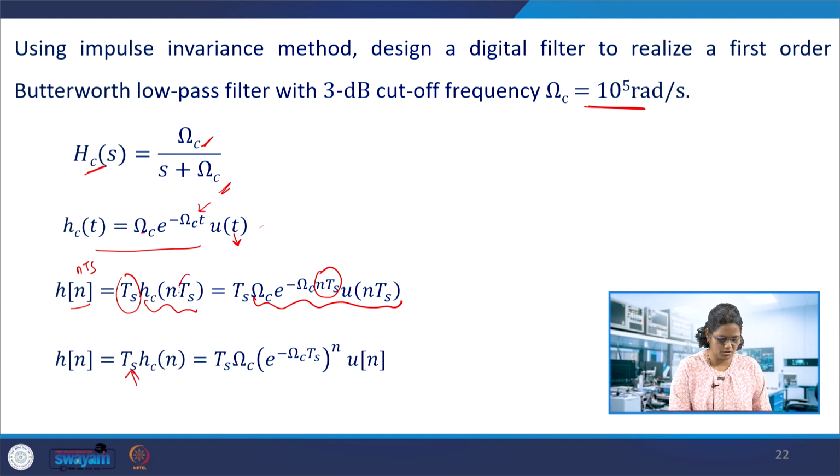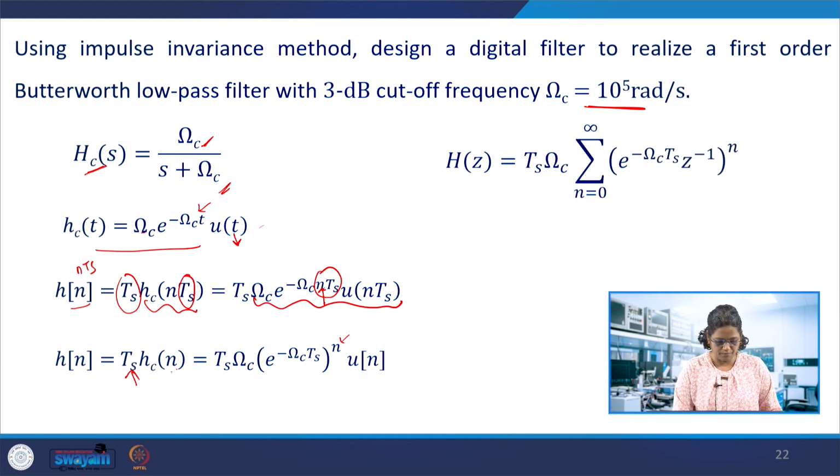So h of n is Ts omega c e power minus omega c Ts to the power n, u of n. Ts is taken as common. Then once we have this h of n function, that means the continuous time response is now sampled and multiplied with Ts, we can take the z transform of it. So this is the function h of n.